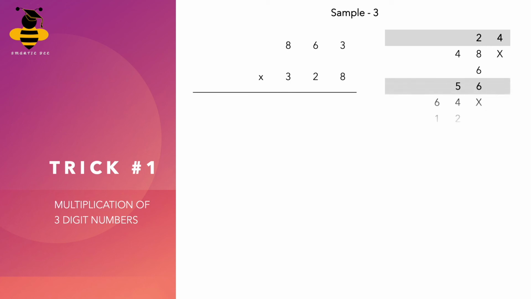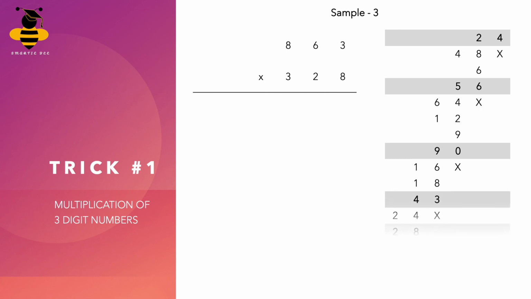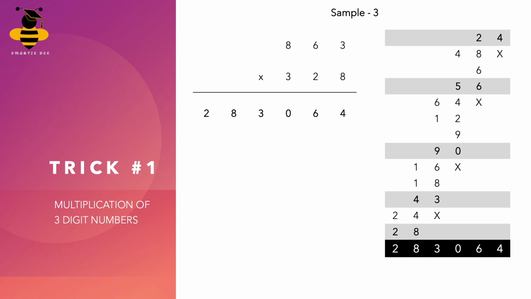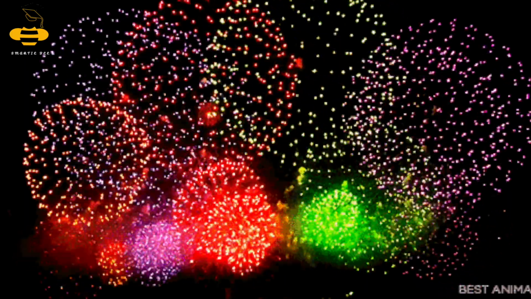The next number is 8 8s are 64, 6 2s are 12 and 3 3s are 9. So we have 5 plus 64 plus 12 plus 9, that's 90. We'll take 0 and carry forward 9. Next we have 8 2s are 16 and 3 6s are 18. So 9 plus 16 plus 18 is 43. We'll take 3, carry forward 4. We have 3 8s are 24. So we have 4 plus 24, that's 28. So finally our answer is 283064. Congratulations to all of you who got the answer right.